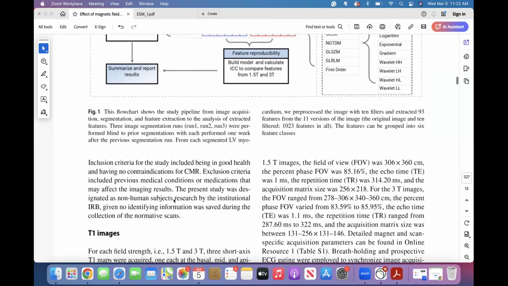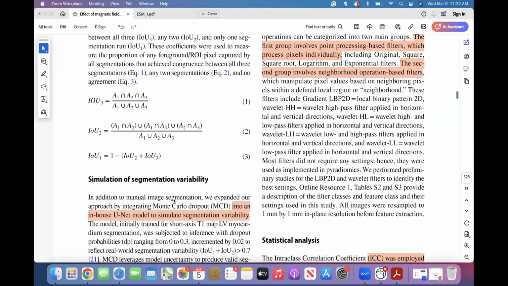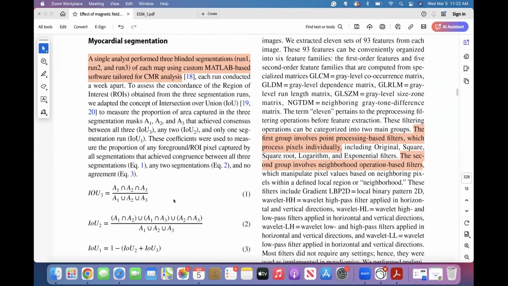So since one of our aims was to study the effect of segmentation variability, we needed to find a way to measure segmentation variability itself. So we came up with a simple and interpretable way of doing that. And here we extended the idea of intersection over union to account for multiple segmentation masks.